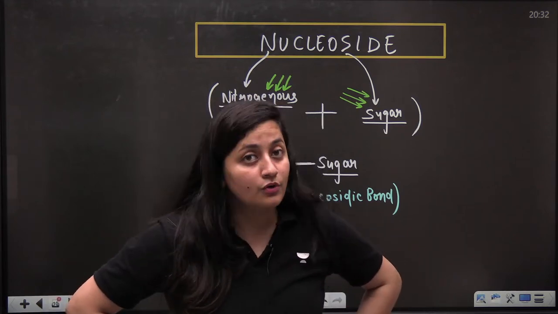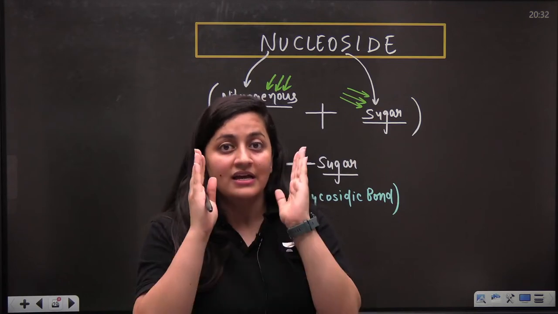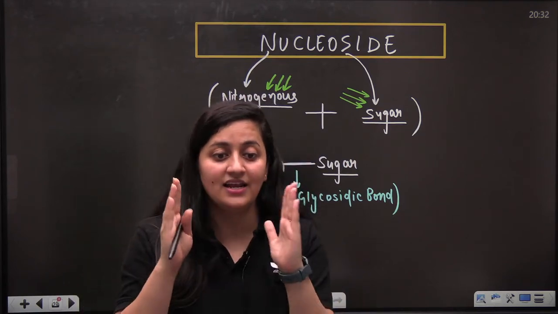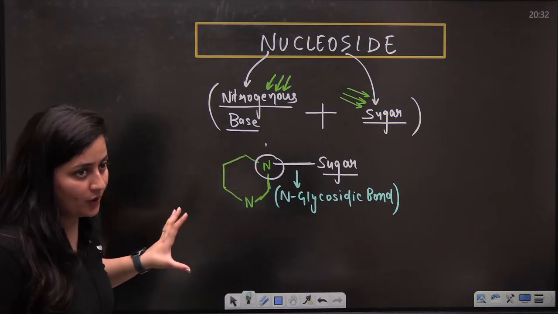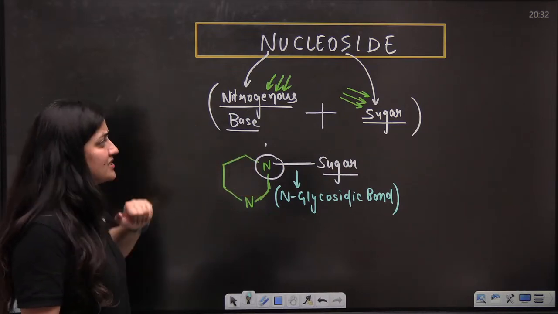It is made up of nitrogenous base plus sugar. Which bond is going to be present in these two? N-glycosidic linkage, N-glycosidic bond. So this is the important thing that you need to understand. Is that clear?